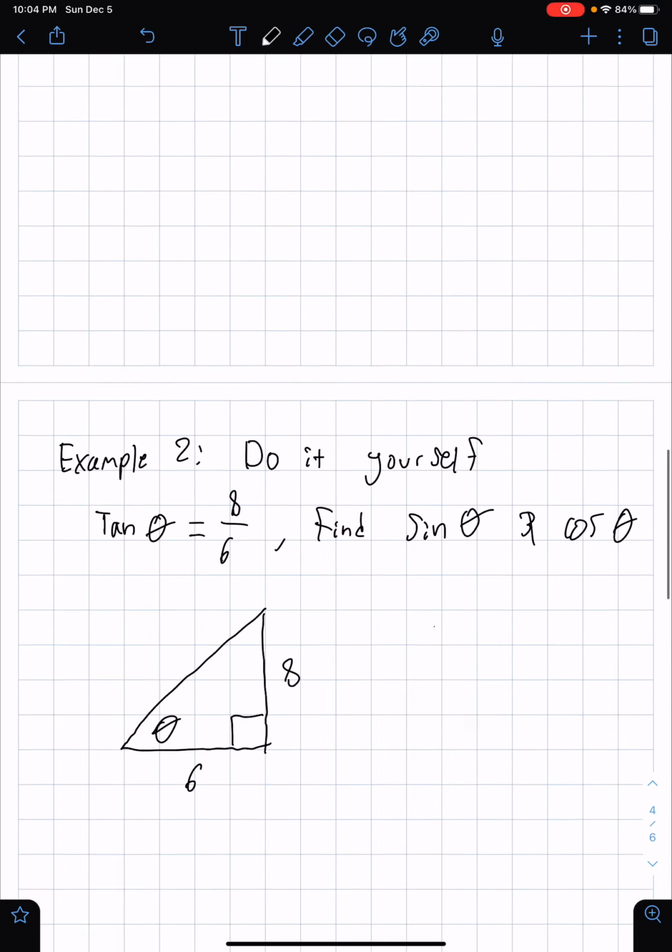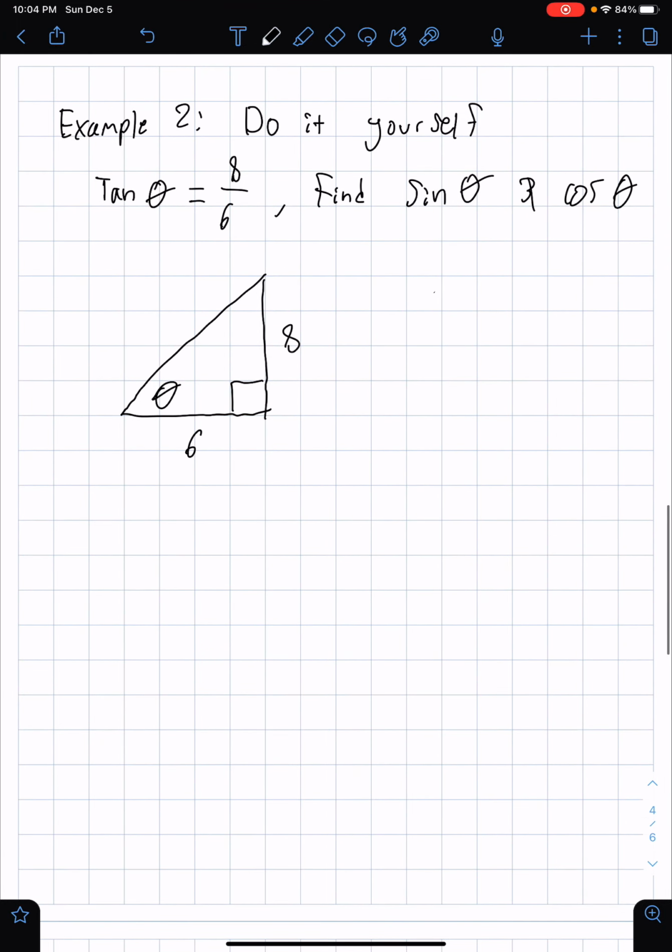Moving on to the next example. Here you're going to do it yourself. So let's say we know that tangent is equal to 8 over 6. Find sine of theta and cosine of theta.